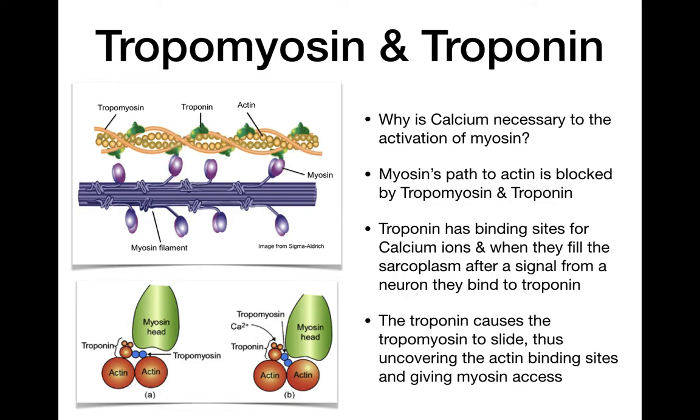So here's another image. Here's a myosin trying to bind to actin, but it can't because tropomyosin is in the way, and troponin as well. When calcium is released from the sarcoplasmic reticulum, from a neuron signal, then it's going to bind to troponin and shift the entire structure, kind of slide it away, so that myosin can now bind directly to actin and slide.